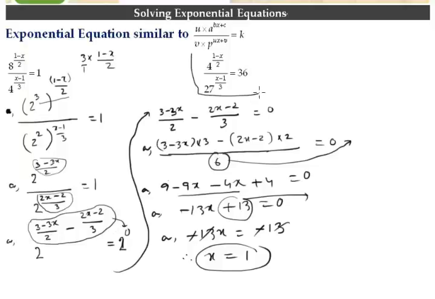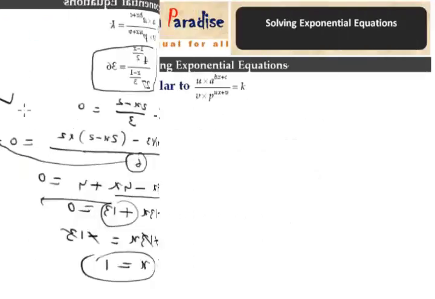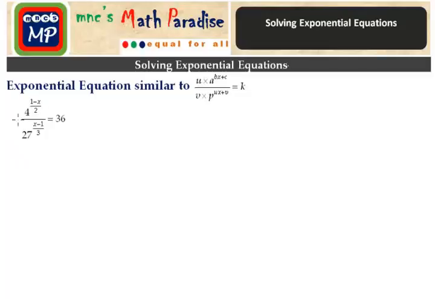So we will do the second example in the next slide. Let us now do the second example of the previous slide. Here 4 to the power (1 minus x) by 2 is divided by 27 to the power (x minus 1) by 3 and it equals 36. So we will first divide these big numbers into their prime factors. So 4 is 2 square, to the power (1 minus x) by 2, division 27 is 3 cube, to the power (x minus 1) by 3, equals 36.